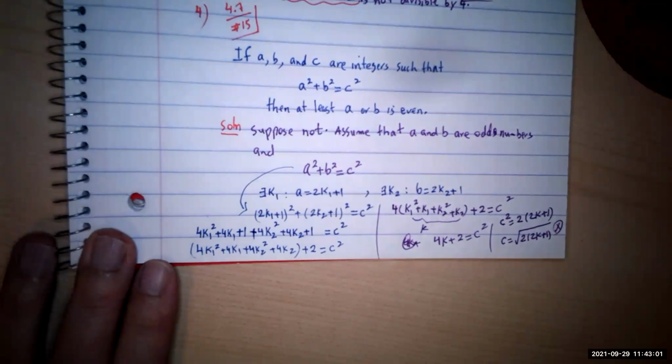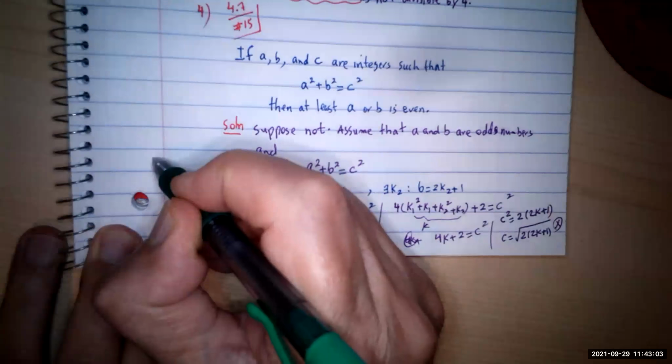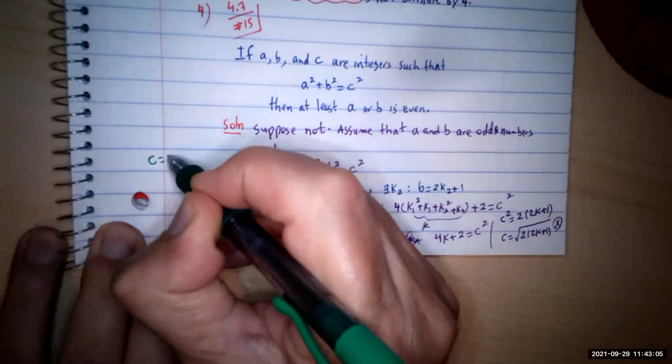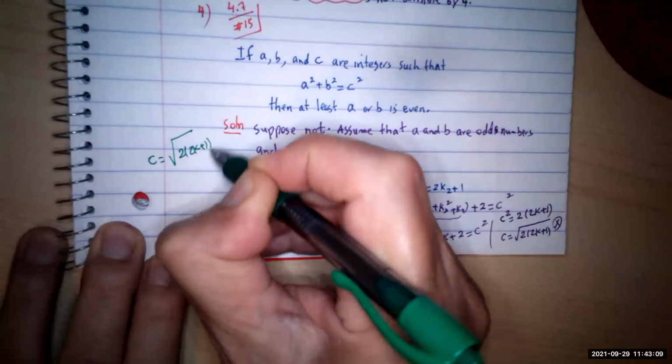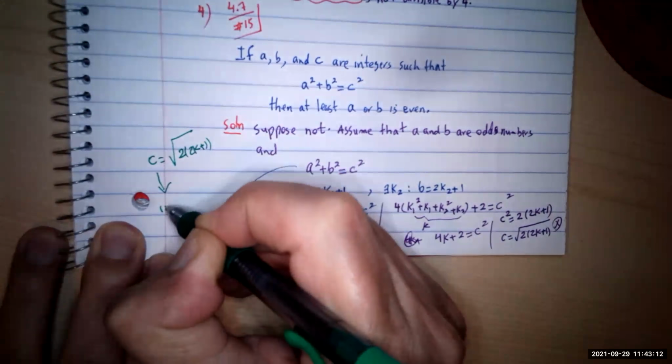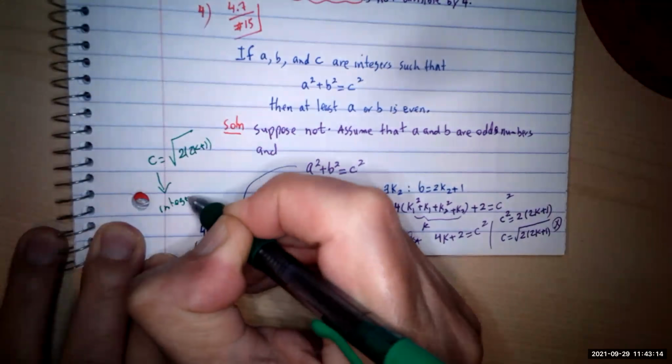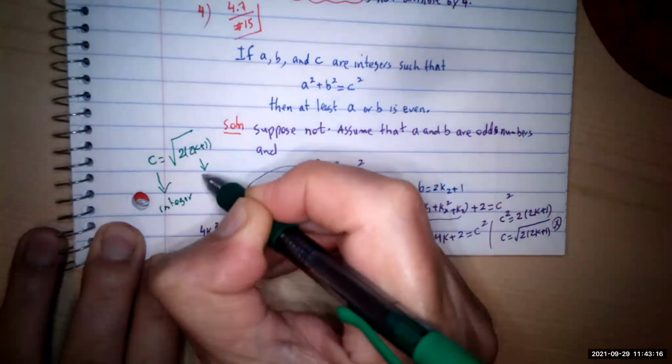I just put it here so that you can see it. You see that's C, like the previous problem that we did: the square root of 2 times (2K plus 1). So this is an integer. This is not, because this is irrational.